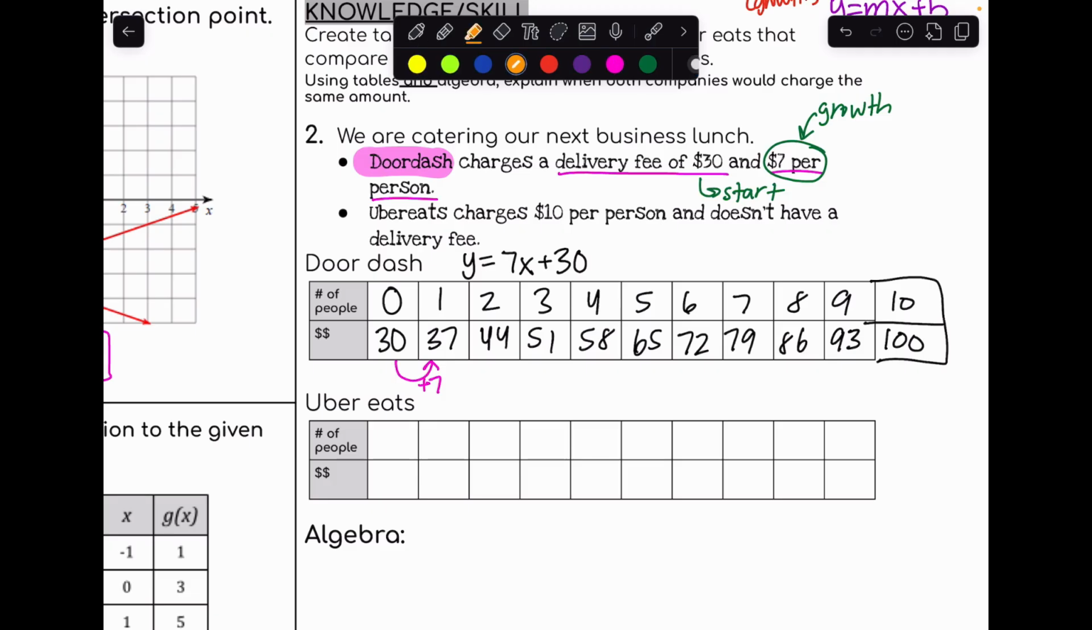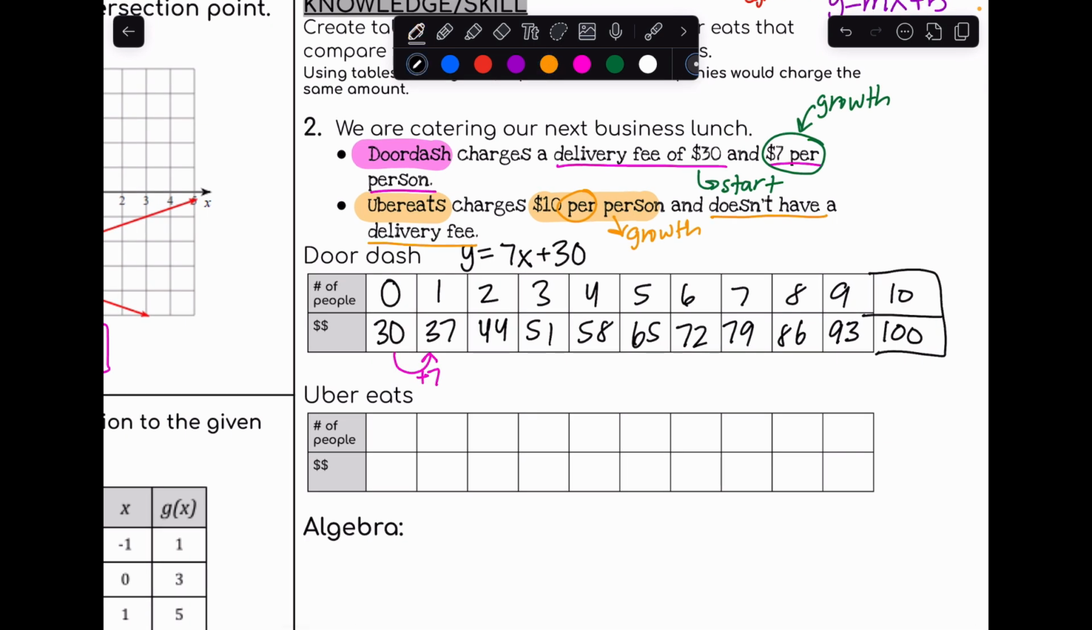Now I want to write out Uber Eats. Uber Eats charges $10 per person, and they do not have a delivery fee. So my start is 0, and this $10 per person is my growth. My equation is y equals 10x, and I don't have a start. You can put plus 0, but it's not necessary. I'm also going to find the cost for 10 people.